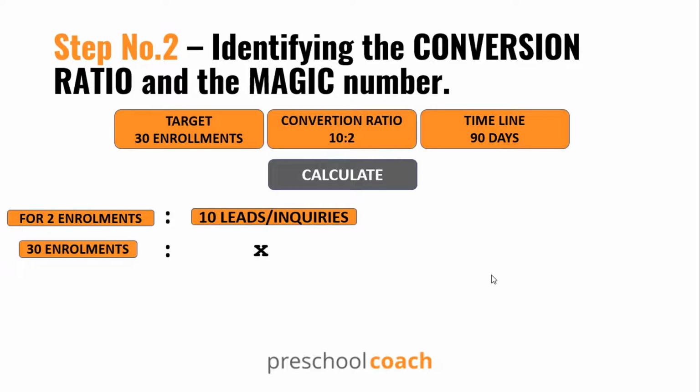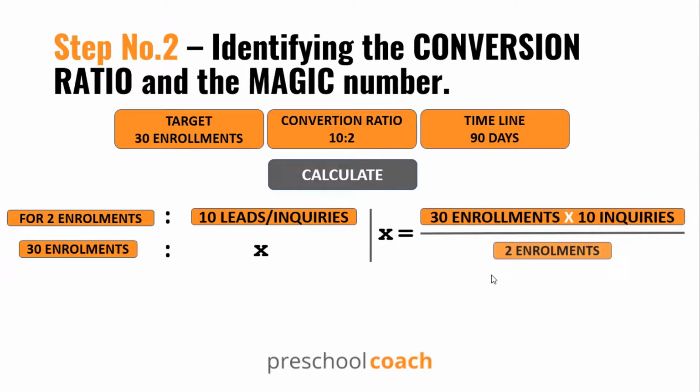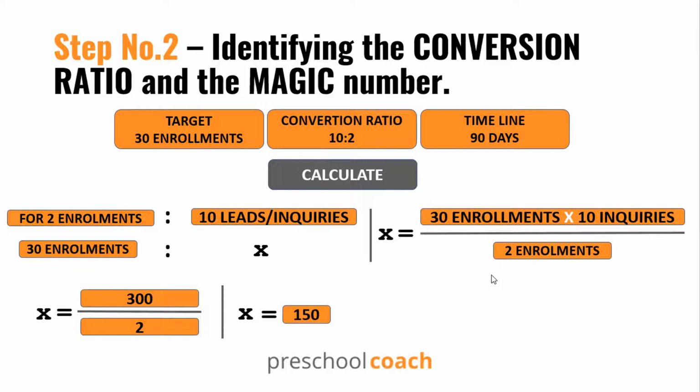Now let's assume this number as X. So that means I am assuming the number of leads you need to generate as X. Thus, X is equal to 30 enrollments into 10 inquiries upon 2 enrollments, which is 300 upon 2. And that gives us X is equal to 150.